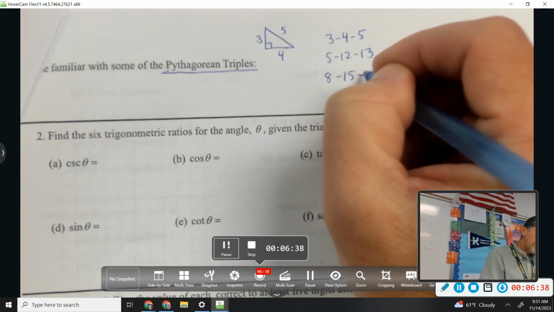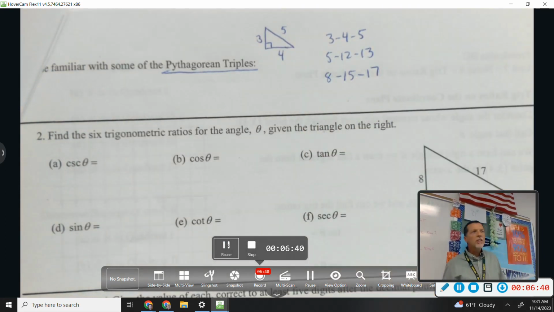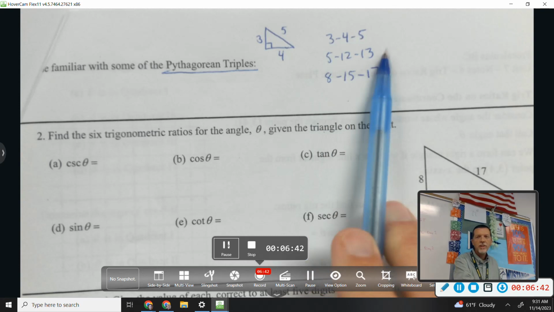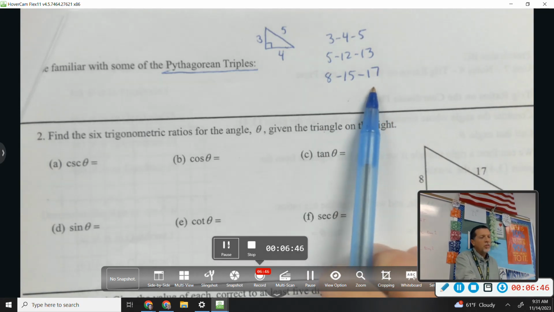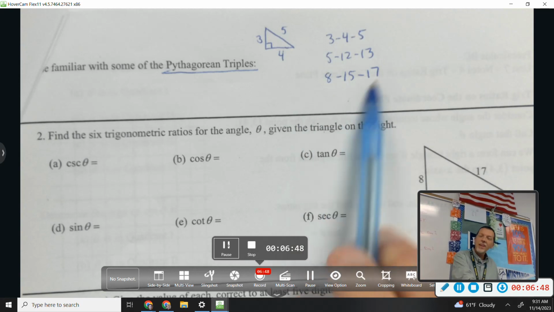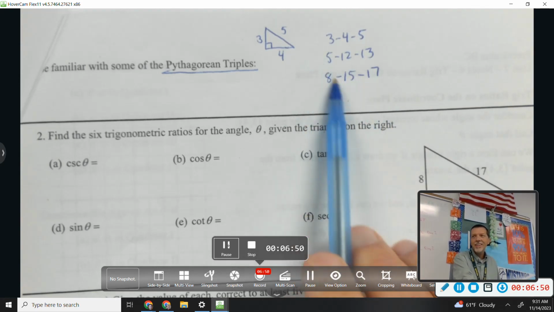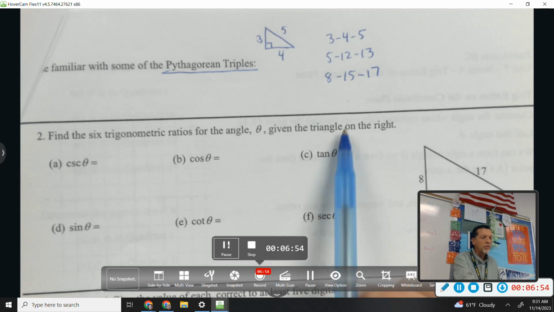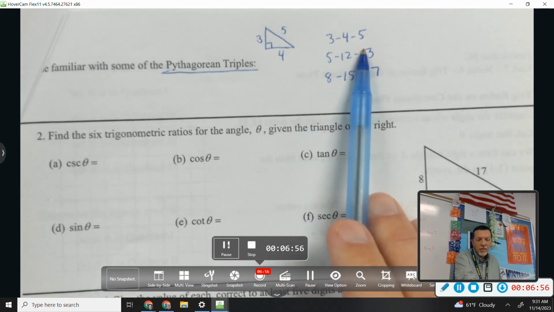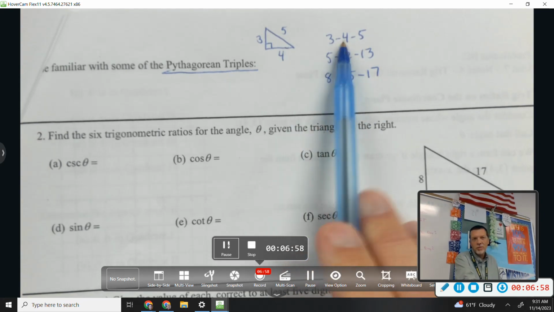8, 15, 17. These are all examples where a squared plus b squared equals c squared, where they're integers. These show up on the PSAT and SAT a lot because if you know them, it makes life a little bit quicker and a little bit easier. If you don't know them, you can still find the missing side, but you've got to go a squared plus b squared equals c squared.